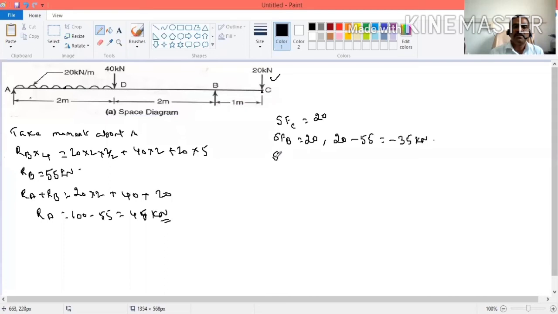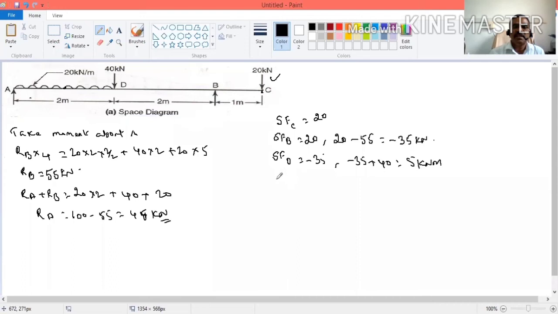Now shear force at D. What is the value of shear force at D? Without the point load, the same minus 35 will continue. Then with the point load it is minus 35 plus 40, that is 5 kilonewton. So it will go up.